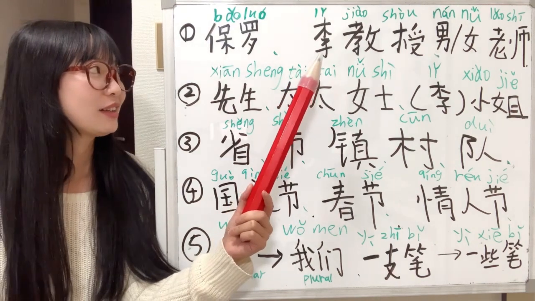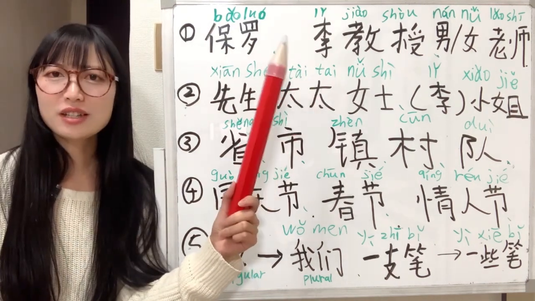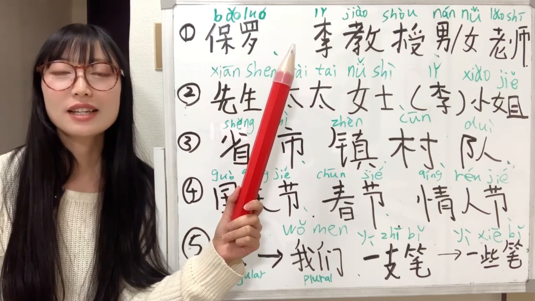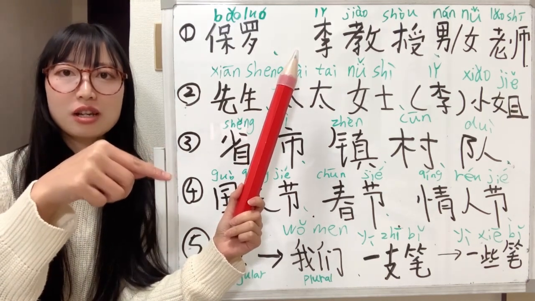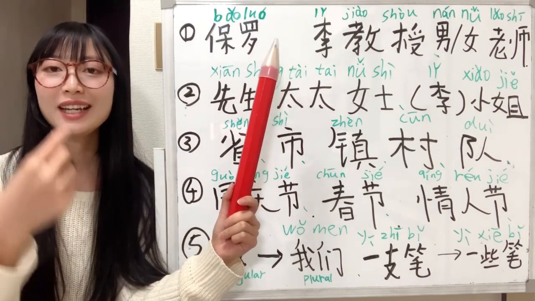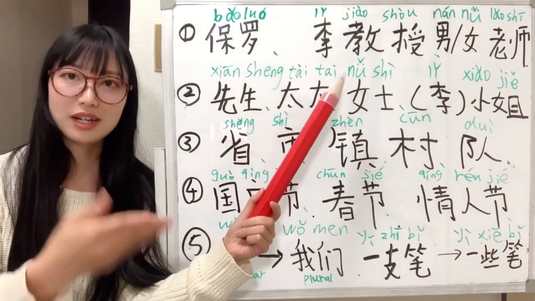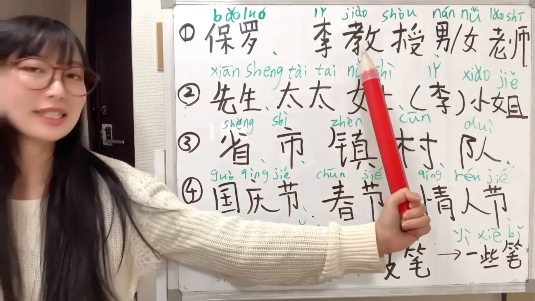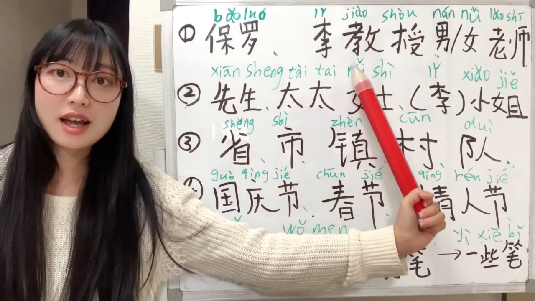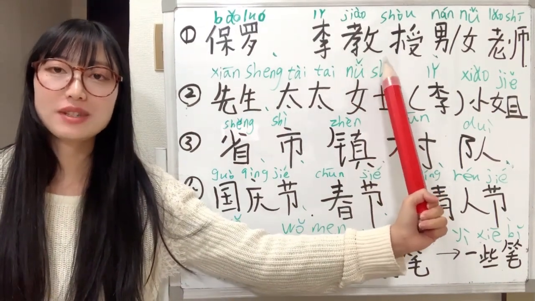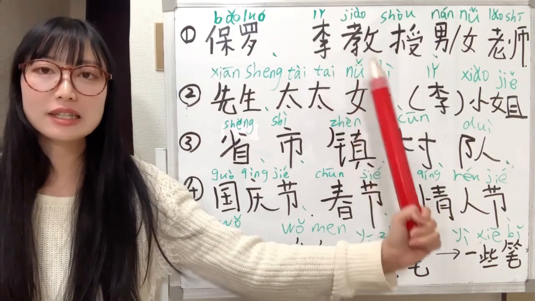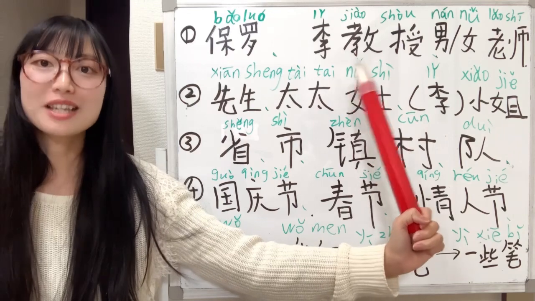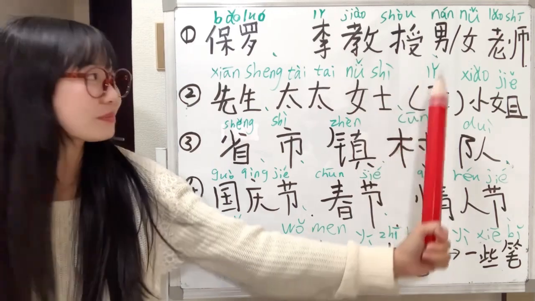Okay. That's why in English sometimes you say Professor Li, so you put the family name after the occupation. But in Chinese, we say Li, Professor. For example, 教授 means the professor. So Professor Ni, we say Ni 教授, it's like Ni Professor, okay.